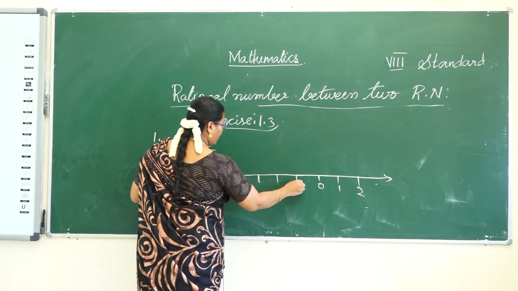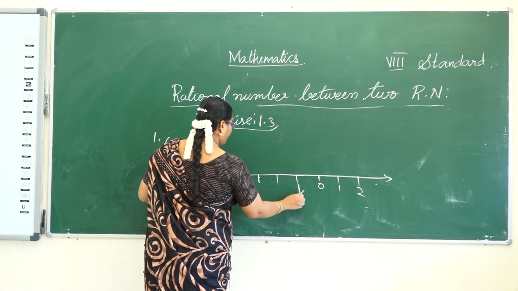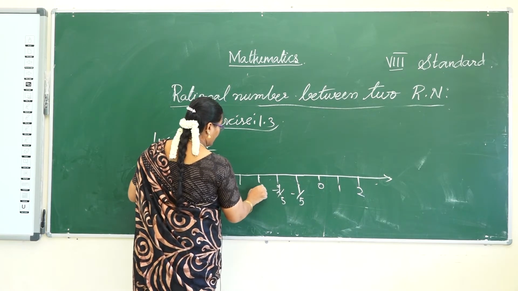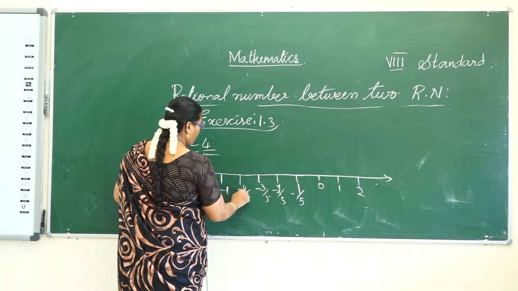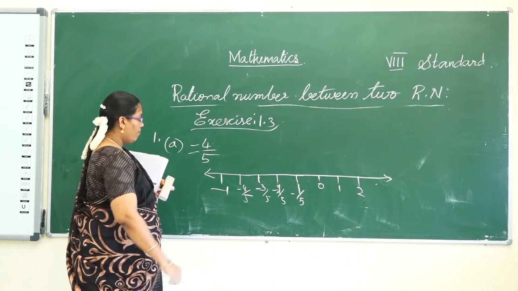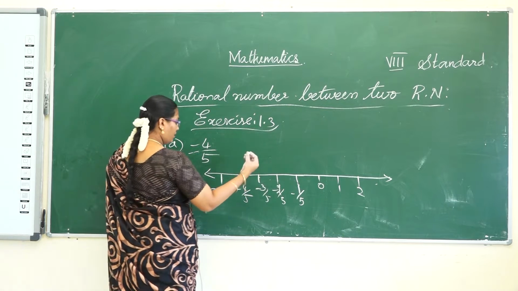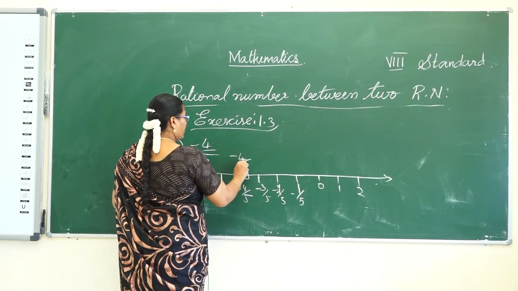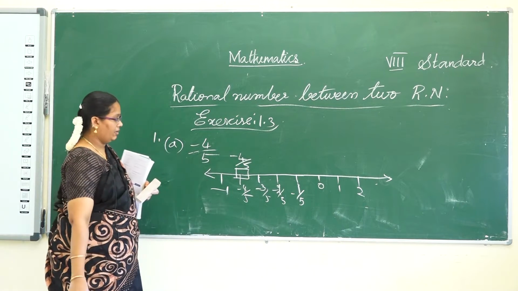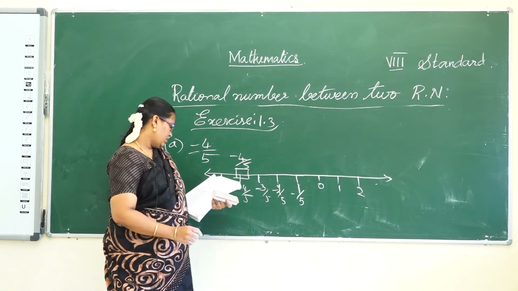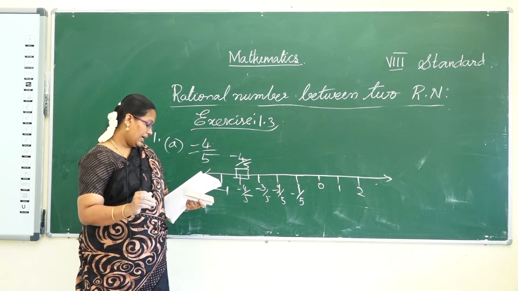So the first number is minus 1 by 5, minus 2 by 5, minus 3 by 5, minus 4 by 5 and minus 5 by 5, we get minus 1. Now it is easy to mark the rational number on a number line. I hope you understand. Next one: the second one you will do as homework, and C I will do.